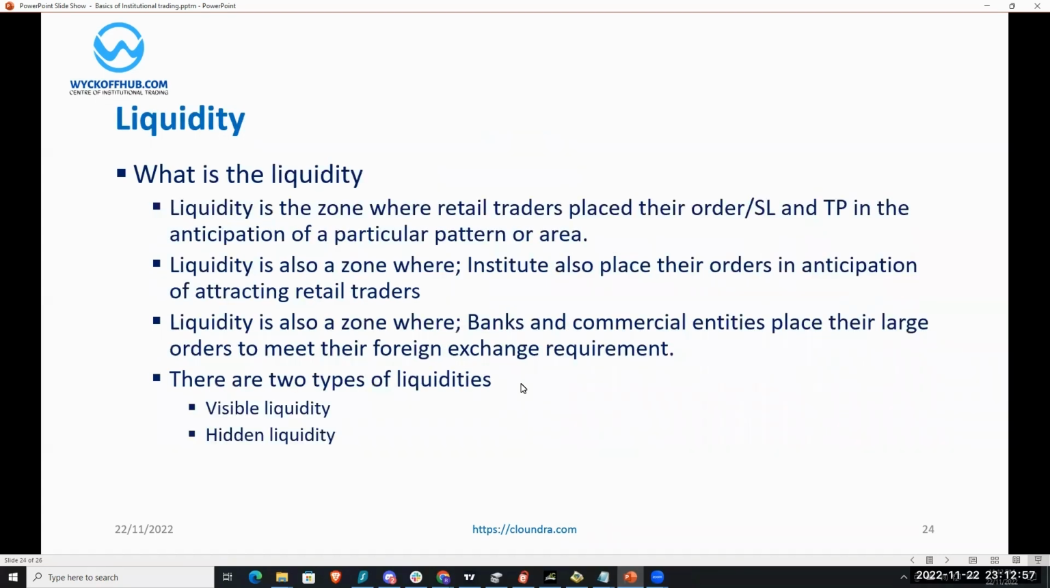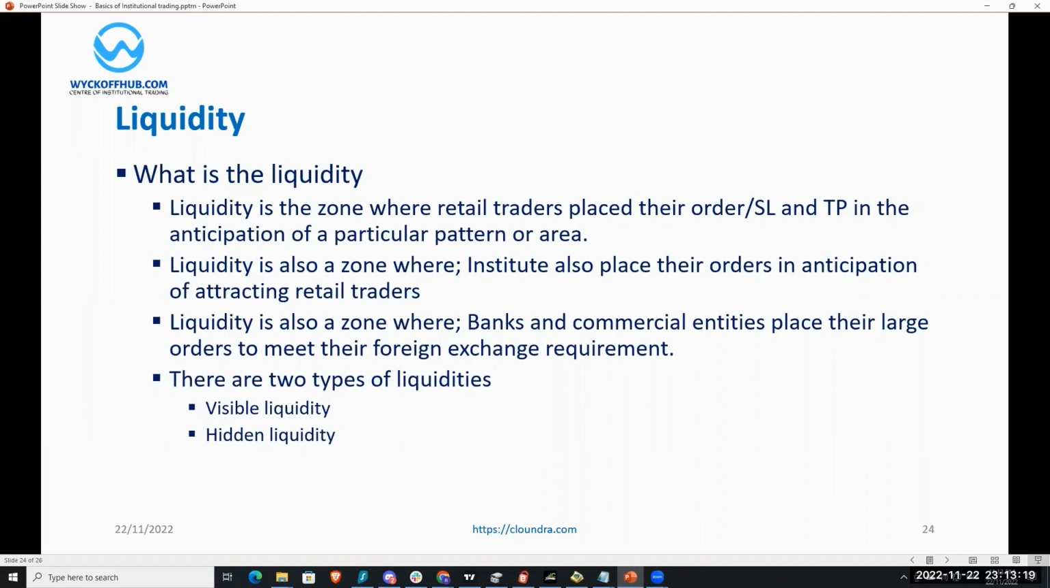Now, what is the liquidity? As I just mentioned briefly in the other slide, the liquidity is the zone where retail traders place their order, stop loss, take profit in the anticipation of a particular pattern or area. Liquidity is also a zone where institutes also place their order in anticipation of attracting the retail trader. This is called the engineered liquidity.